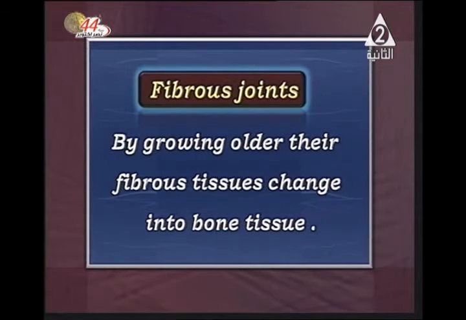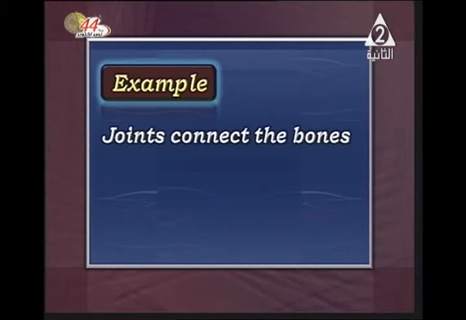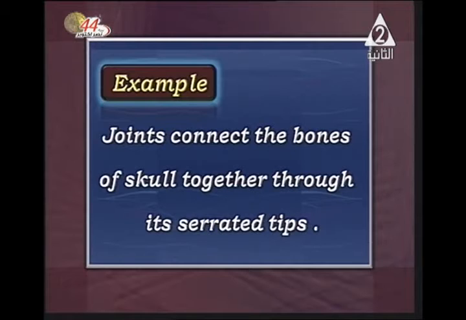As we grow older and older, the fibrous tissue found in the fibrous joints changes into bone tissue. They change into what? Bone tissue. One of the greatest examples we have is the joints that connect the bones of the skull together through the serrated tips. They don't allow any movement, and this is a type of what? Fibrous joint. What about the cartilaginous joint?